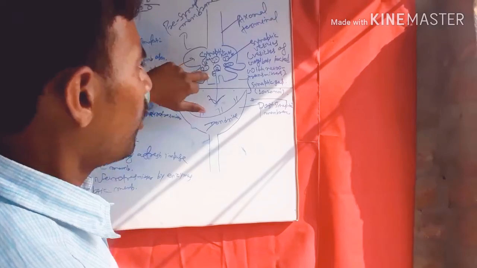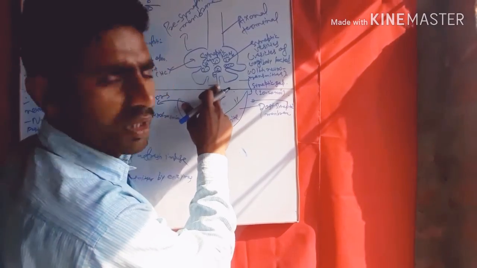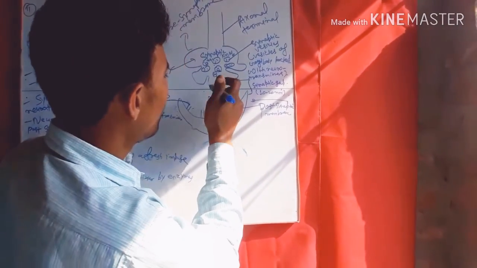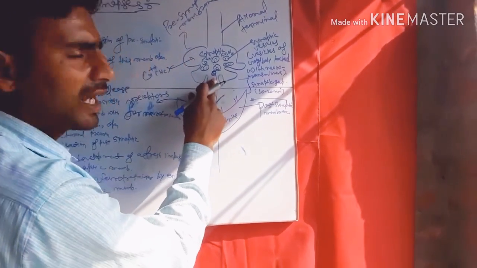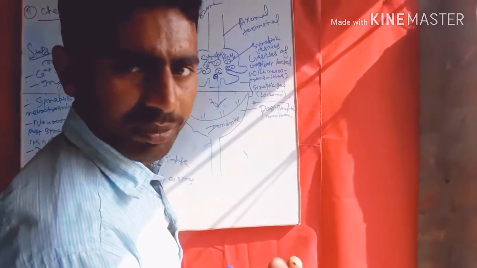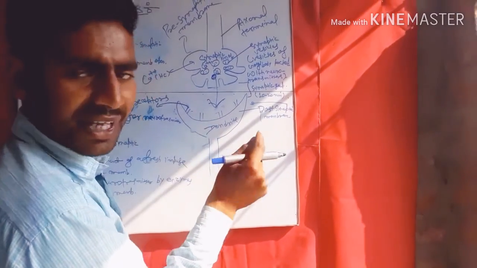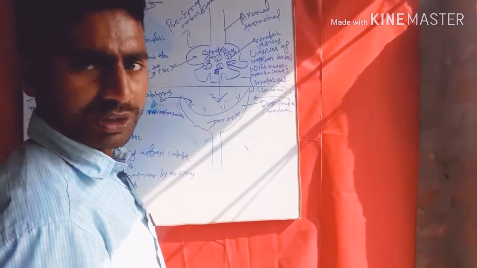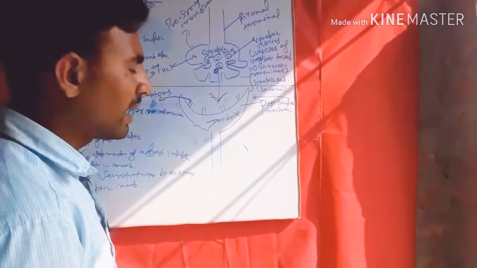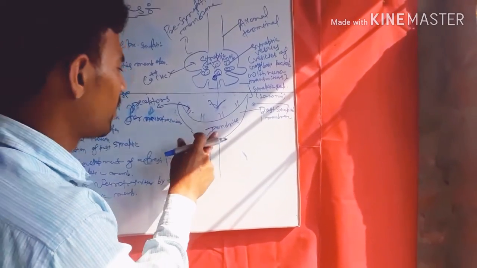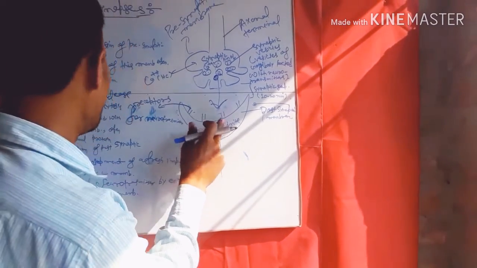In the presynaptic membrane, inside the synaptic knob, synaptic vesicles are present. Inside the synaptic vesicles, neurotransmitter is present, and neurotransmitter is secreted from the presynaptic membrane and comes and attaches to the receptor which is present on the postsynaptic membrane, on the dendrite.